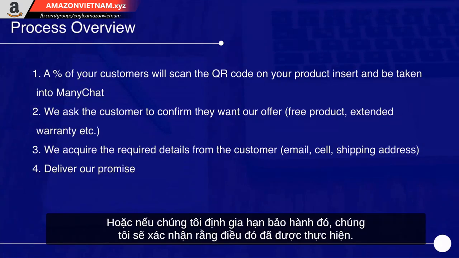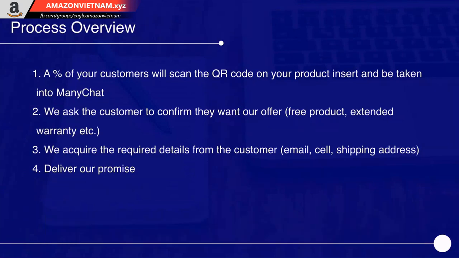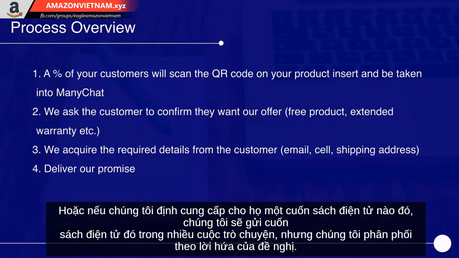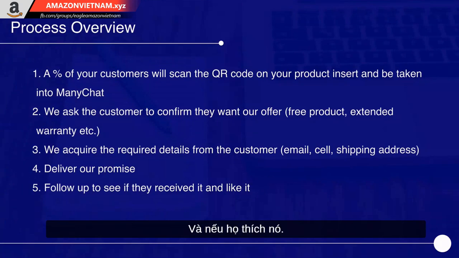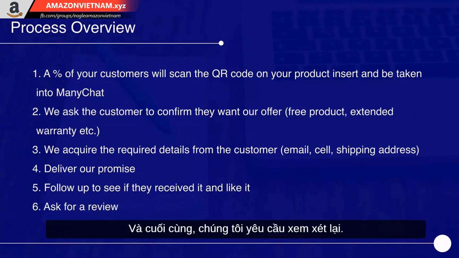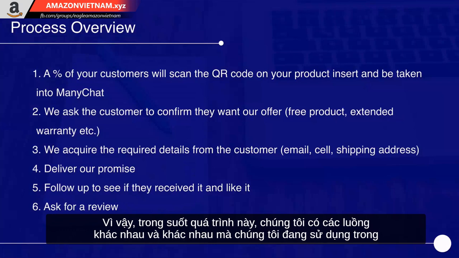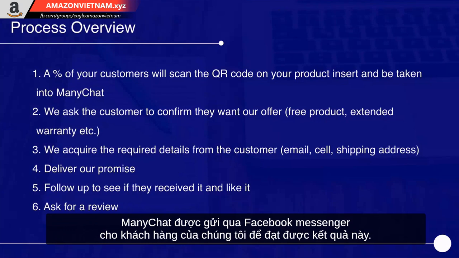Or if we're going to extend their warranty, we'll confirm that's been done. Or if we're going to give them an ebook of some sort, we'll deliver that ebook within ManyChat. But we deliver upon the promise of our offer. And then we follow up to see if they received it and if they like it. And finally, we ask for a review. So throughout this process, we have different flows and different messages that we're using within ManyChat that are delivered via Facebook Messenger to our customer to achieve this result.